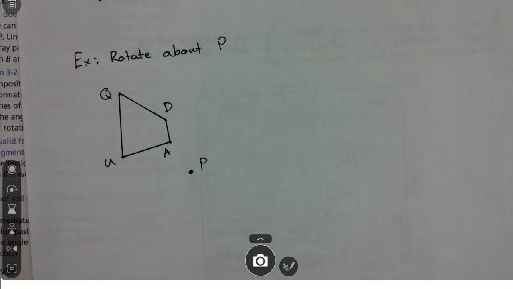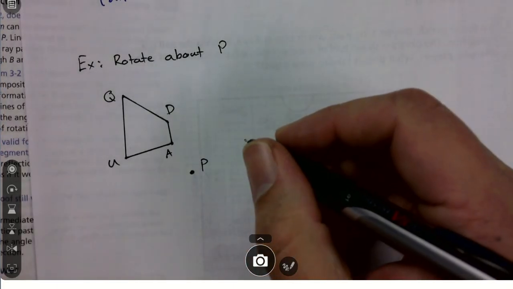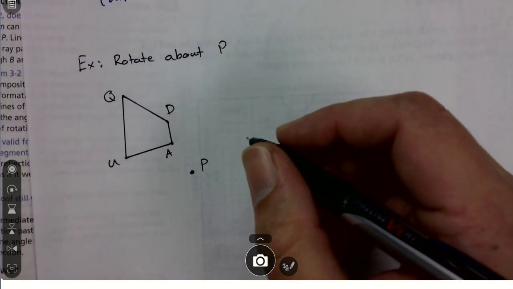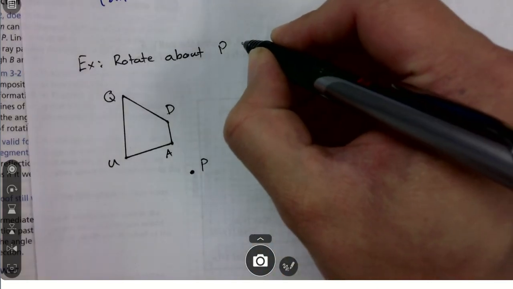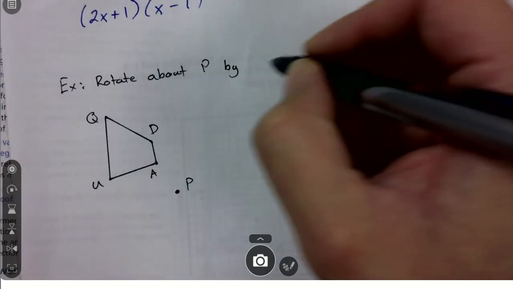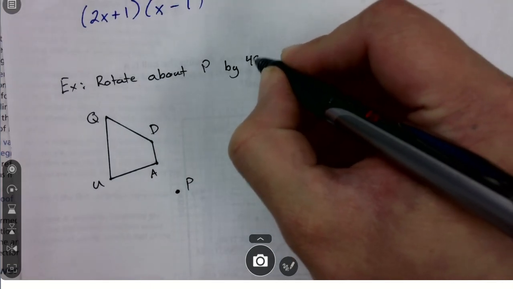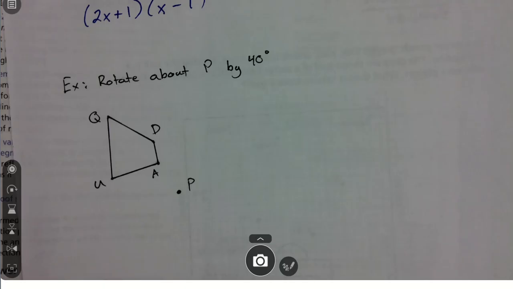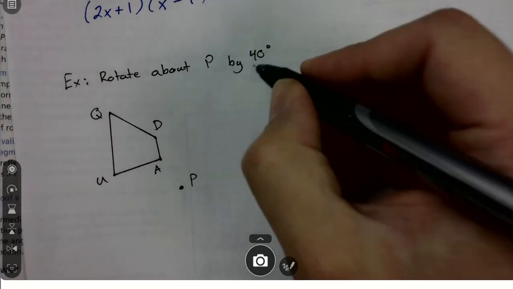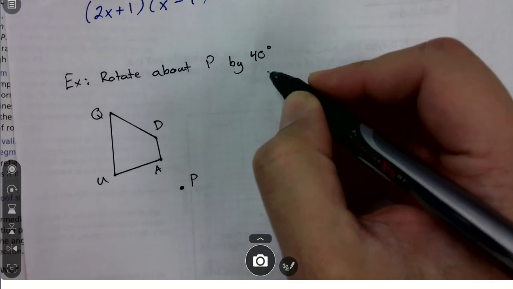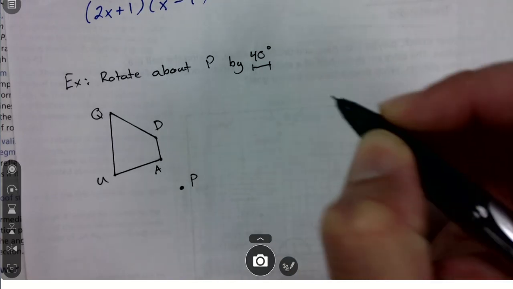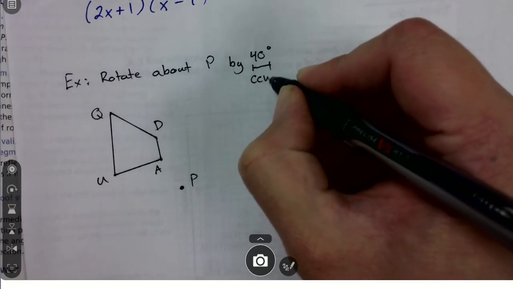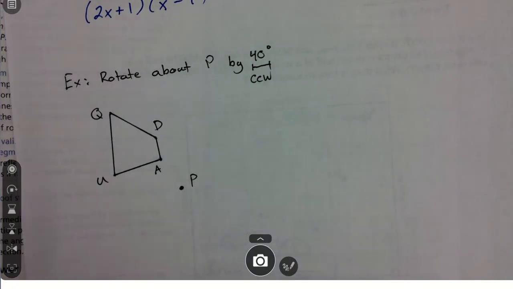We're rotating about point P. How many degrees do we want to do? It's not going to be one of the nice ones. It can be anywhere between 0 and 360 without 90, 180, or 270. So between 0 and 360, let's pick a fairly nice thing. Let's say 40 degrees. Now, first thing, when I say 40 degrees without specifying, that tells me, is this clockwise or counterclockwise? Always counterclockwise. Okay, just like our quadrants go 1, 2, 3, 4.